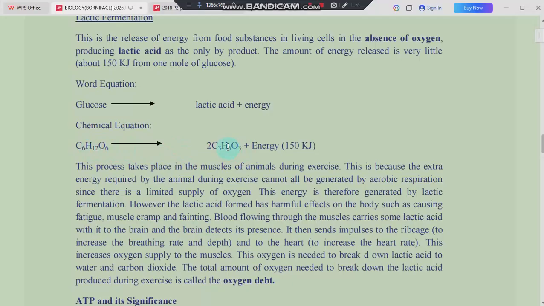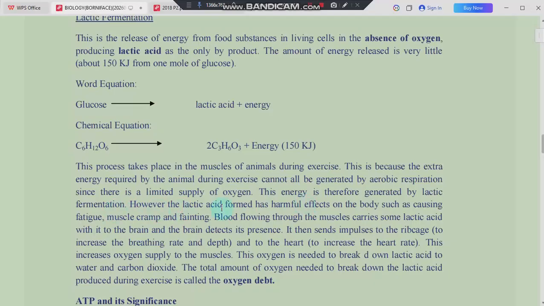Now, in examination questions, when they are asking you to distinguish, even as you are sharing facts about which one releases what amount of energy, make sure you also include the word as well as the chemical equations. Now, this process of lactic fermentation takes place in the muscles of animals during exercise. This is because the extra energy required during exercise cannot all be generated by aerobic respiration. Since there is a limited supply of oxygen, the energy is therefore generated by lactic fermentation.